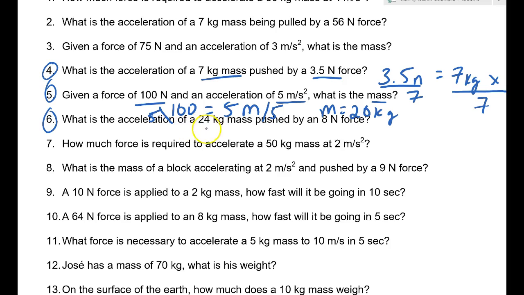What is the acceleration of a 24 kilogram mass and an 8 Newton force? 8 equals 24a. Divide both sides by 24. That will cancel out. Your a is going to equal 8 over 24, which is 1/3 or 0.33 meters per second squared.